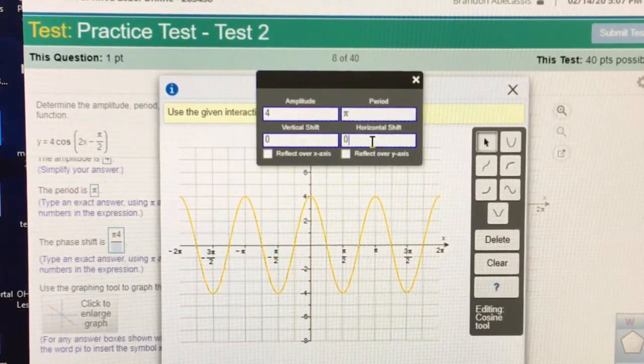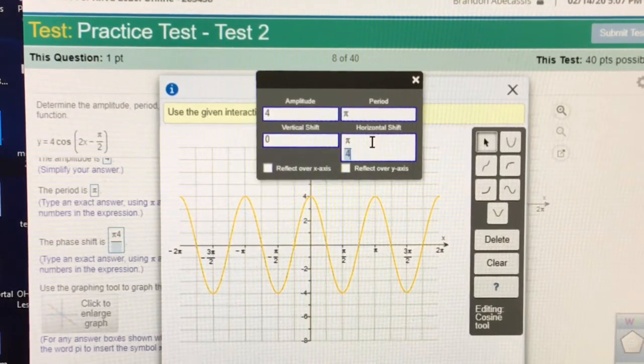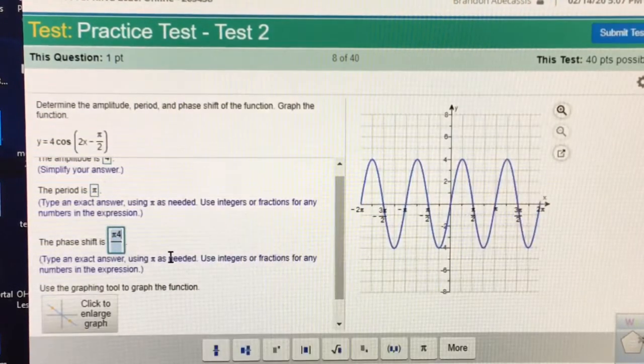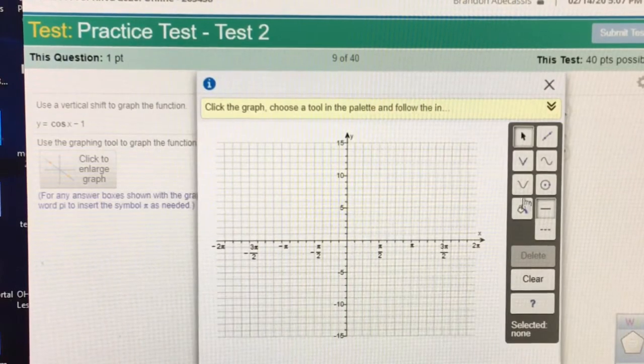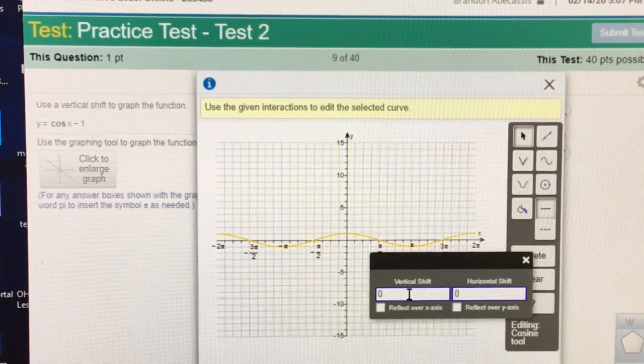And my horizontal shift was pi over 4. I mistyped this down here. Pi over 4. This wants me to graph it. This has a vertical shift, so it's going to be the cosine. It has a vertical shift of negative 1. That's pretty easy. Doesn't want me to do anything else.